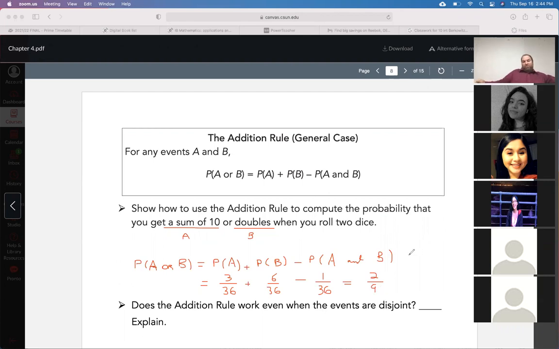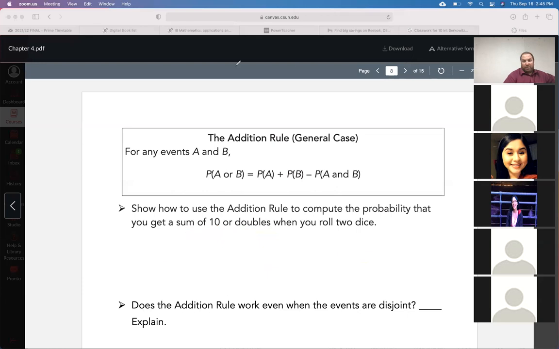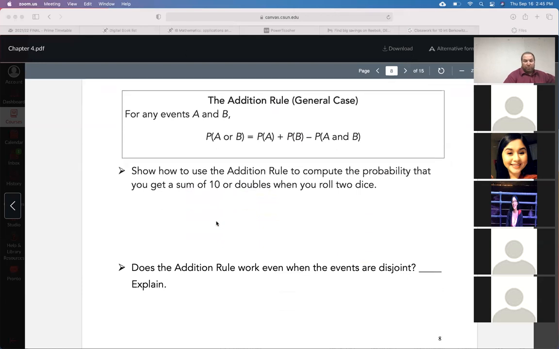So does the addition rule work even when the events are disjoint? The answer is yes, but you just can't use the disjoint version. You have to use the general version. Does that make sense? Yes. I'll just say yes, if you use the general rule.